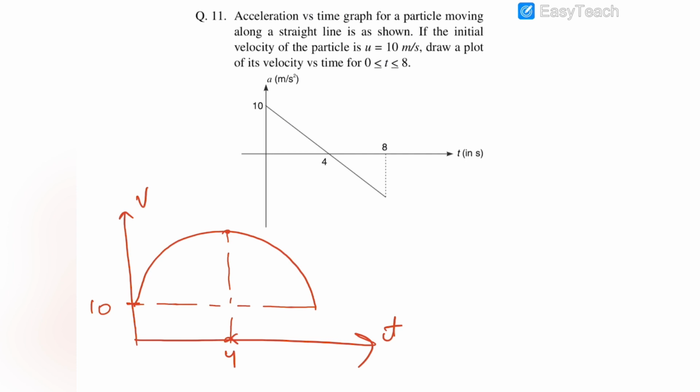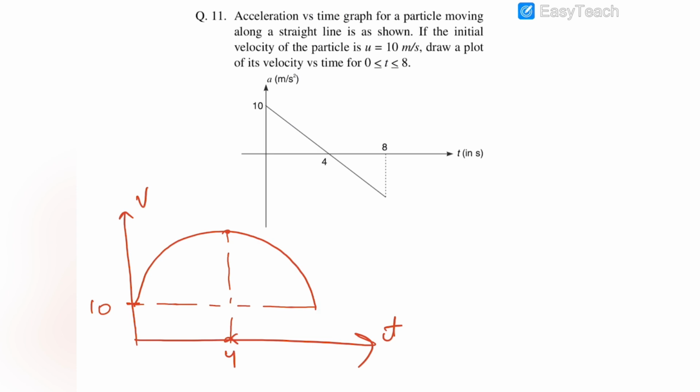So at 4 seconds we can say that the slope of this graph would be 0, and this would be a parabola whose mouth would be opening in the downward direction. You can see that the area of the a-t graph above the x-axis and below the x-axis is equal. So delta V would be 0, and therefore the body will return to its initial velocity, which is 10.